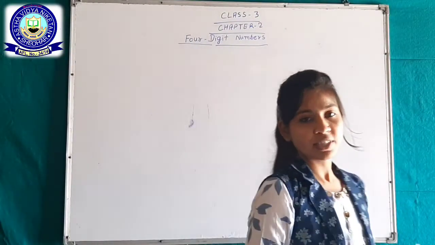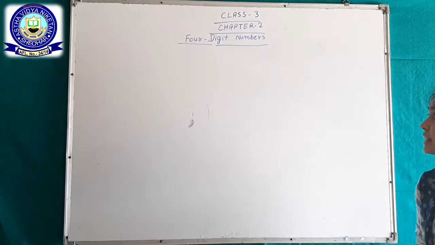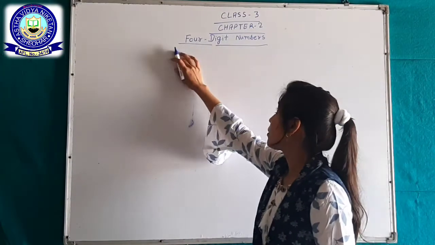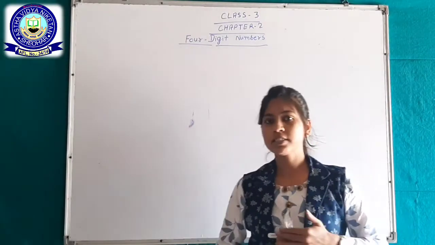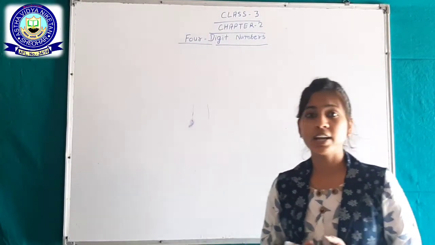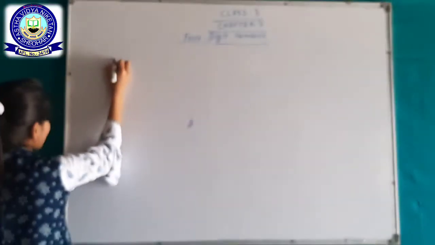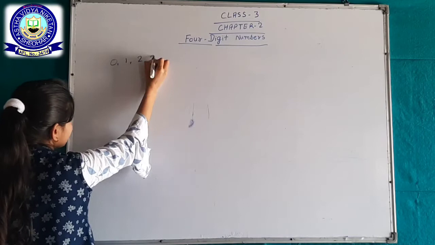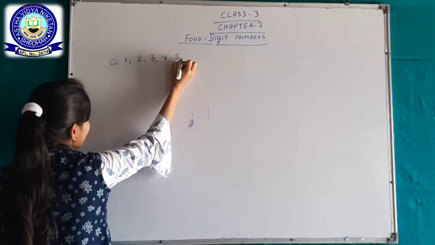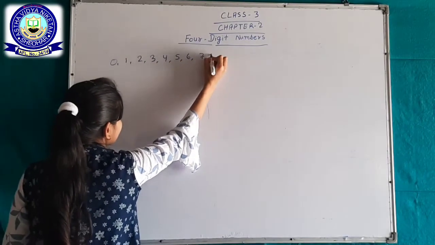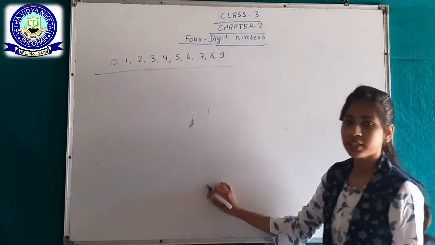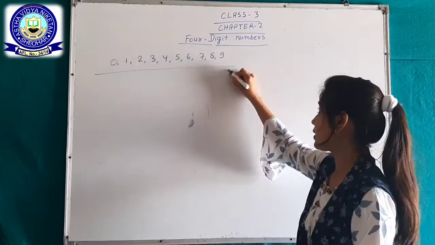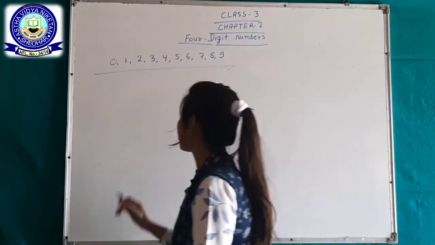Today is our second day and our second chapter, named 4-digit numbers. We all know that there are 10 digits used in mathematics and in our daily life. These numbers are 0, 1, 2, 3, 4, 5, 6, 7, 8 and 9.